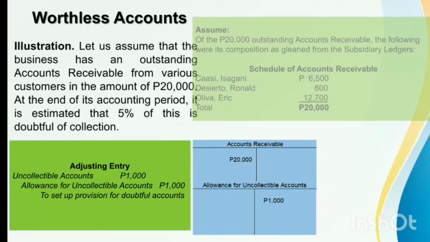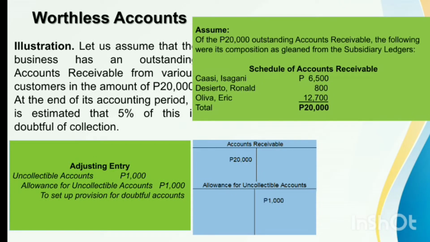Now, let us have this assumption. So, the 20,000 pesos outstanding accounts receivable is composed of the following. So, we have Kaasi Isagani, 6,500 pesos. Desherto Ronald, 800 pesos. Oliva Eric, 12,700 pesos. So, the total is 20,000 pesos. And we have another assumption. So, let us assume that the account of Mr. Ronald Desherto, which is 800 pesos, is hopeless for collection.